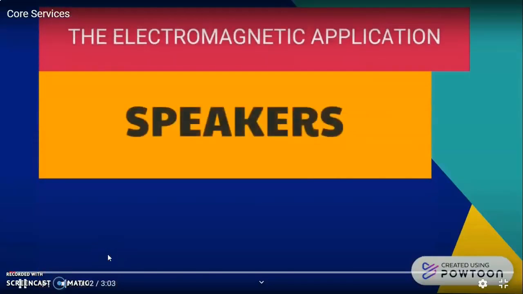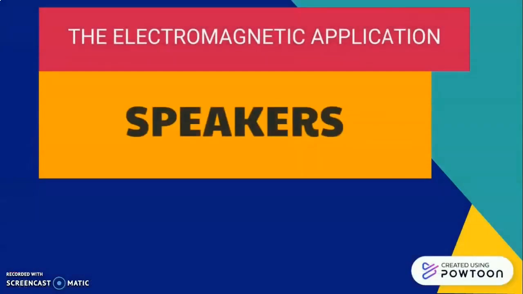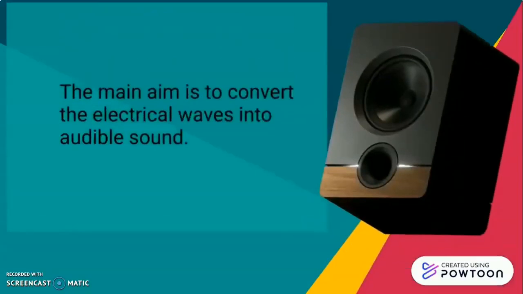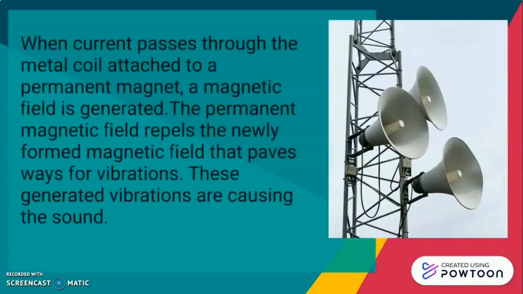The next electromagnetic application is the speaker. The main aim is to convert the electrical wave into audible sound. When current passes through a metal coil attached to a permanent magnet, a magnetic field is generated. The permanent magnetic field repels the newly formed magnetic field, which paves the way for vibration. These generated vibrations cause the sound.